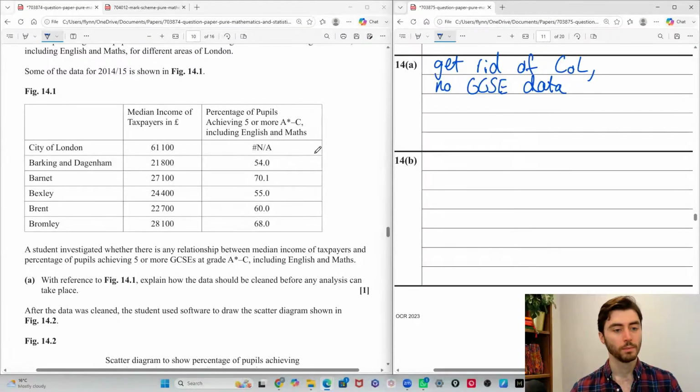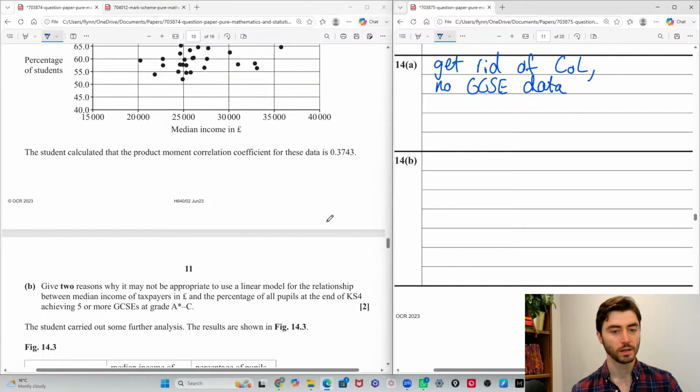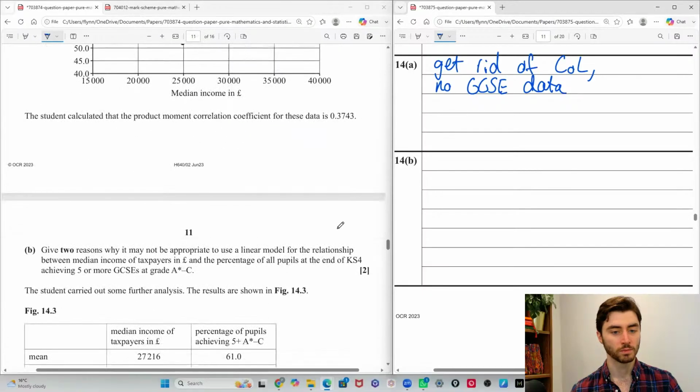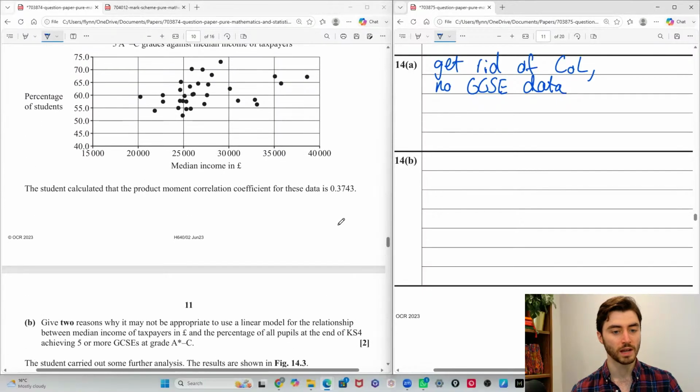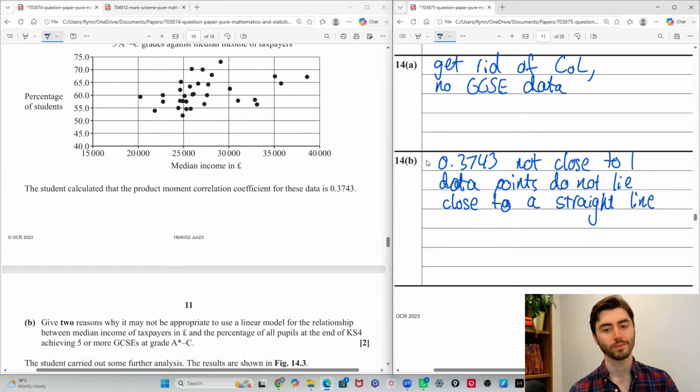Let's go for that. Okay, so 14, what's happening here? After the data was cleaned, you draw a bunch of stuff. That's a very low product moment correlation coefficient. Give 2 reasons why it may not be appropriate to use a linear model. This is kind of what I was saying earlier. So I'll say 0.3743 is not close to 1. Data points do not lie close to a straight line. We can also say maybe that there's only a weak positive correlation.